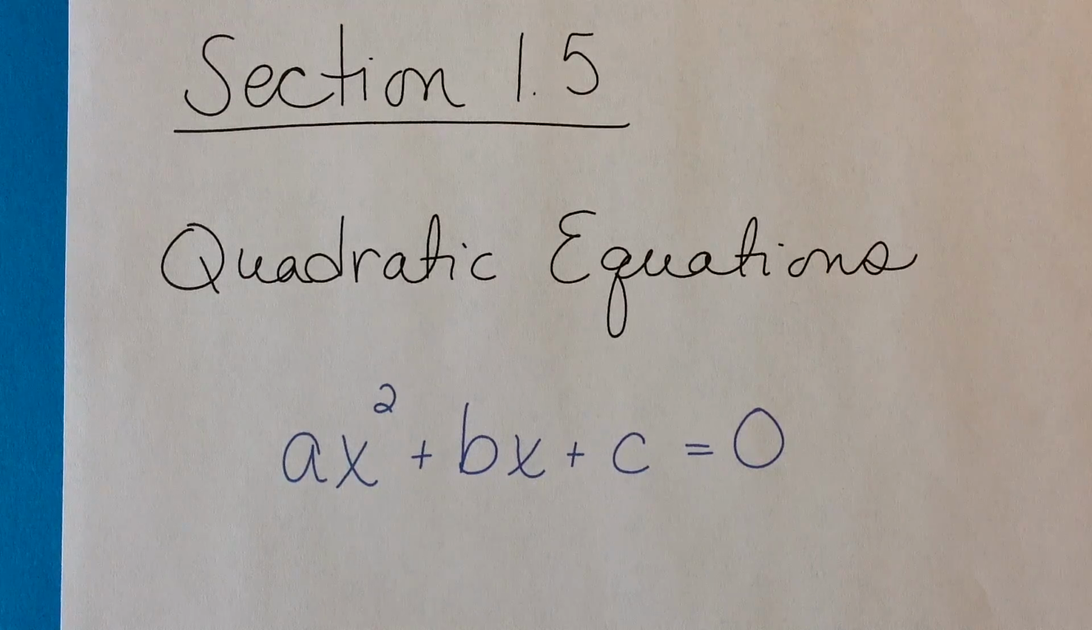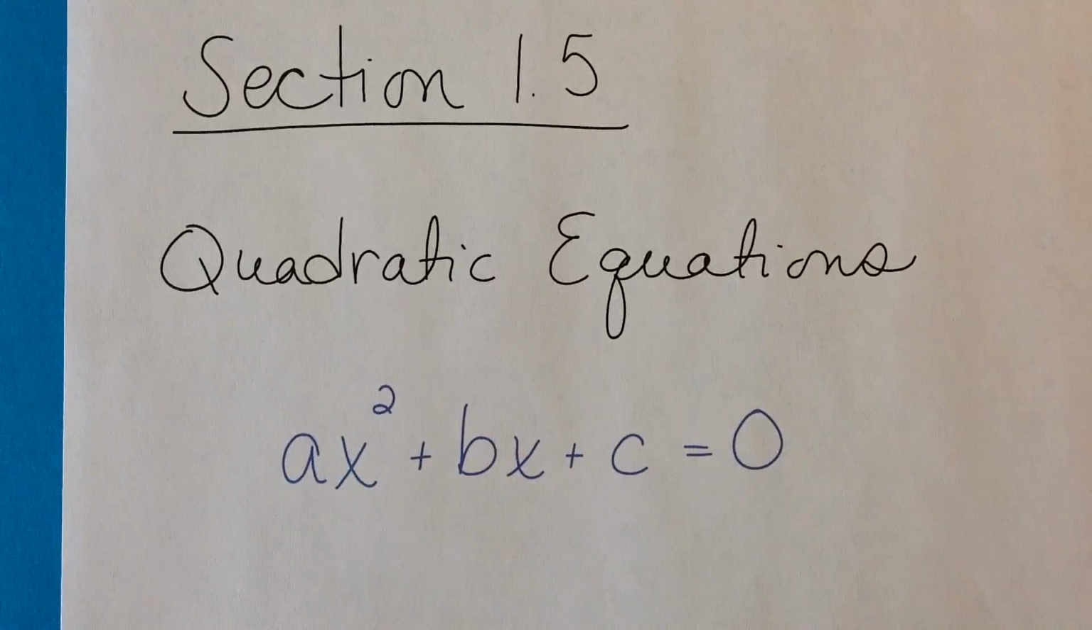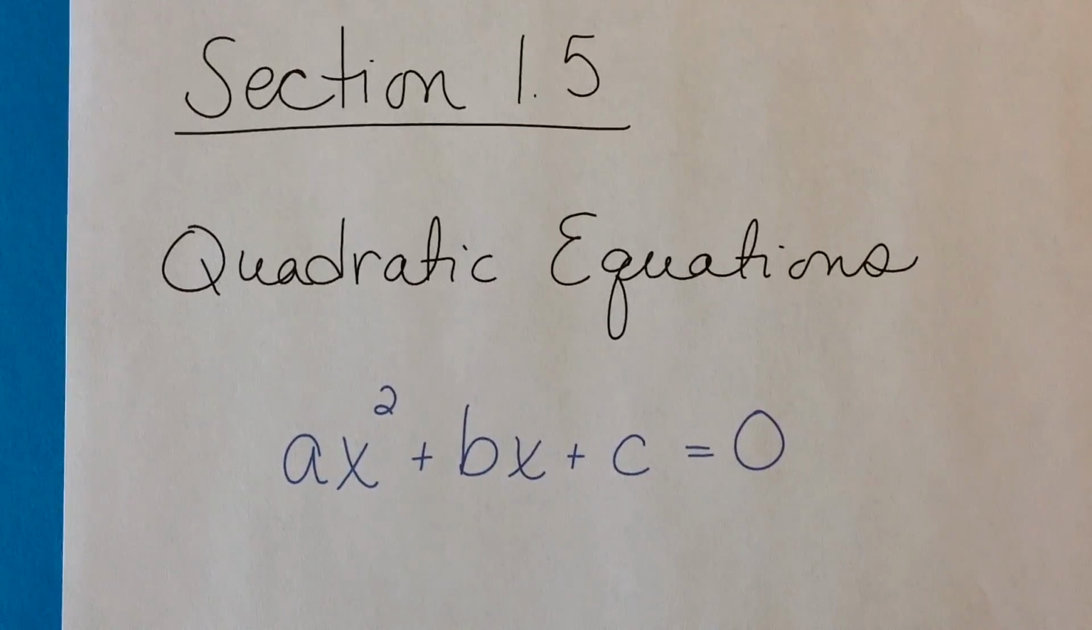All right, in this section, section 1.5, we're going to be solving quadratic equations. And a quadratic equation is anything that can be written in this form: ax squared plus bx plus c equals 0. Of course, a, b, and c are just holding spots where you would have numbers.